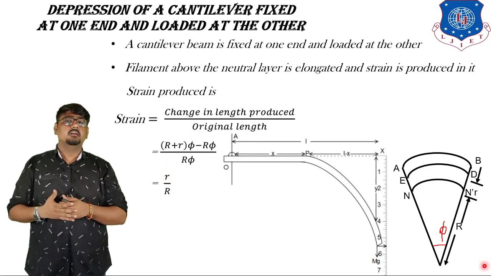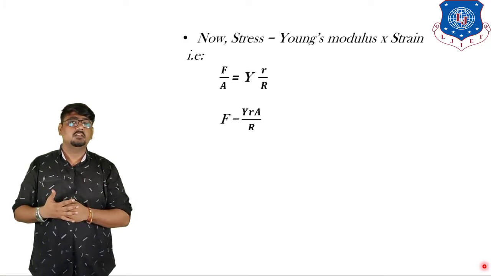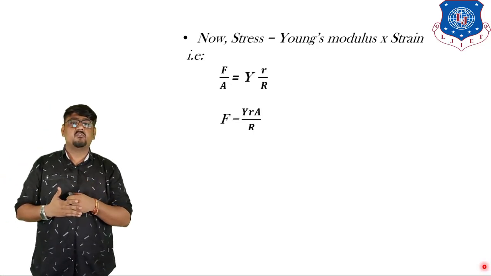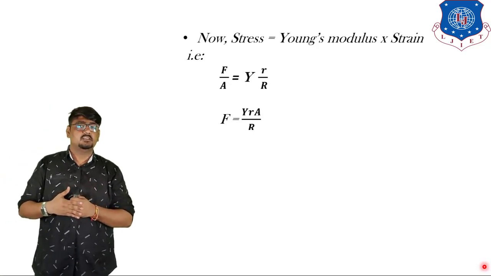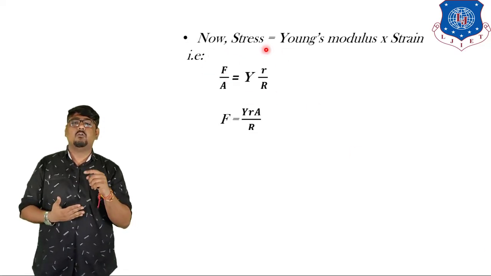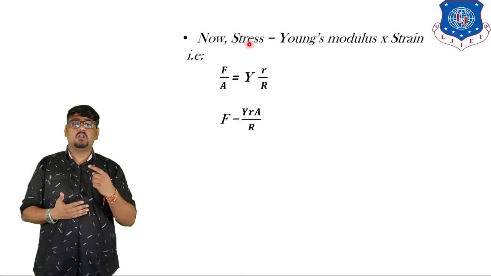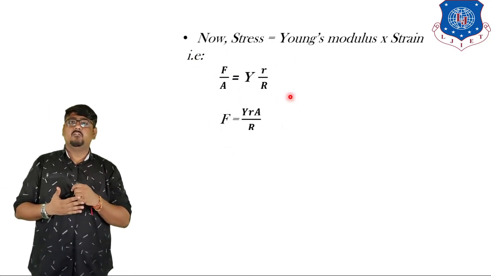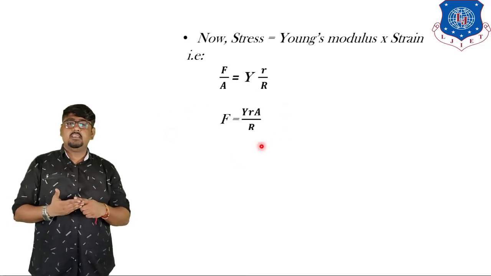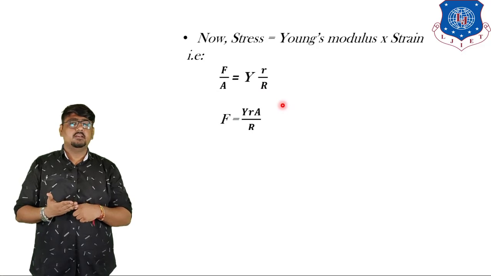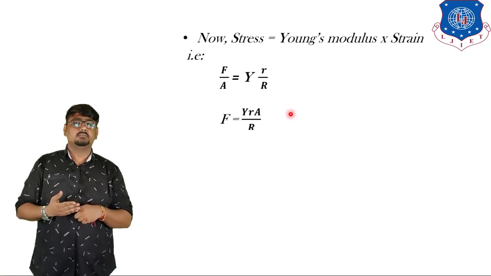Now we know that stress is equal to strain into Young's modulus. The stress is also given by force upon area. So place the value of force upon area in place of stress. So we get the equation F by A is equal to Y into strain, that is small r by capital R. So we get the force. Okay, force is equal to Y into A into small r, divided by capital R.